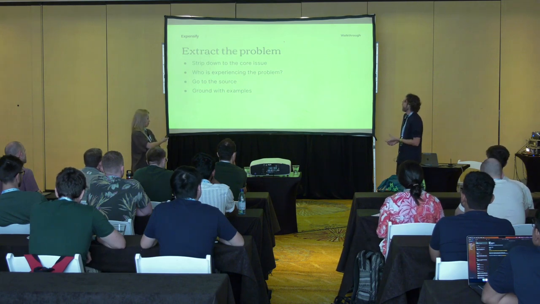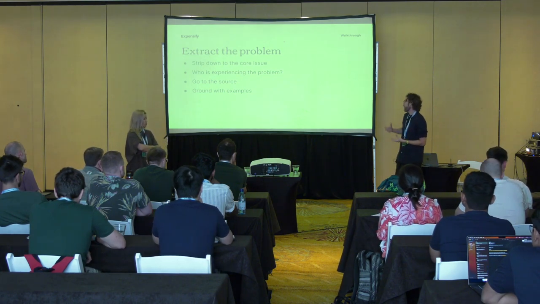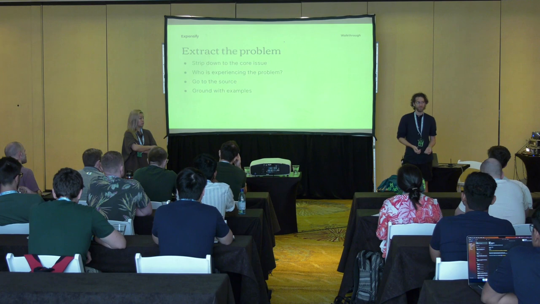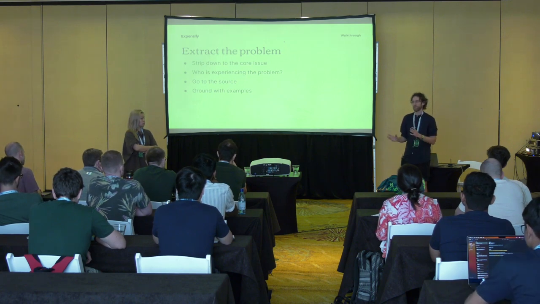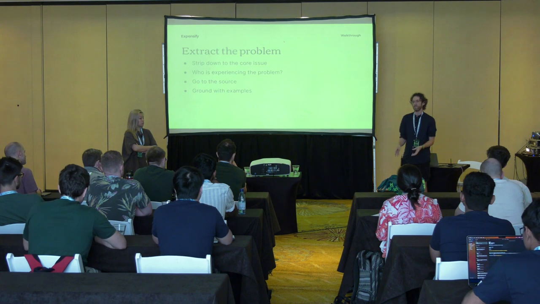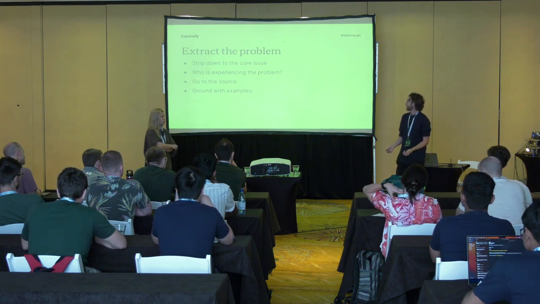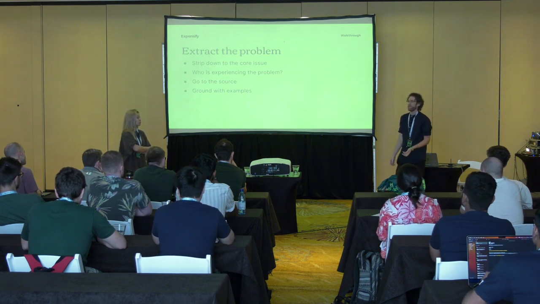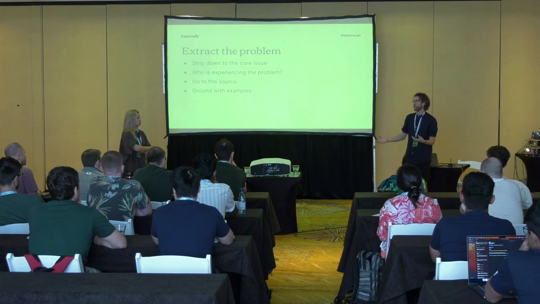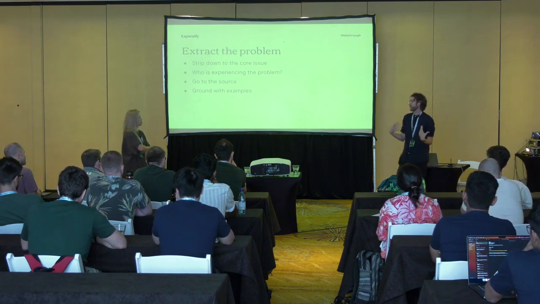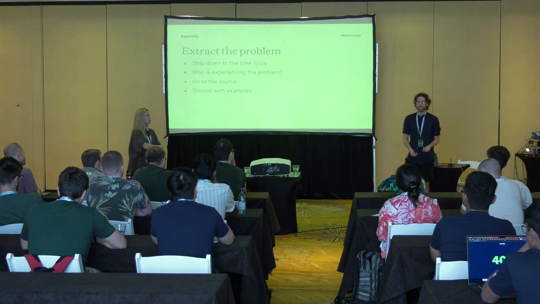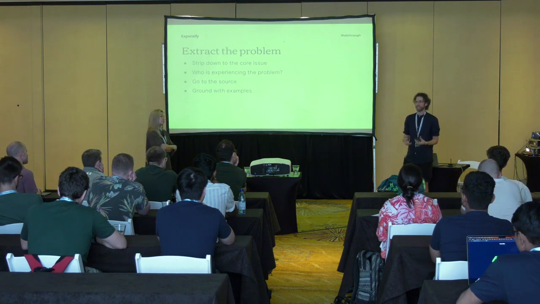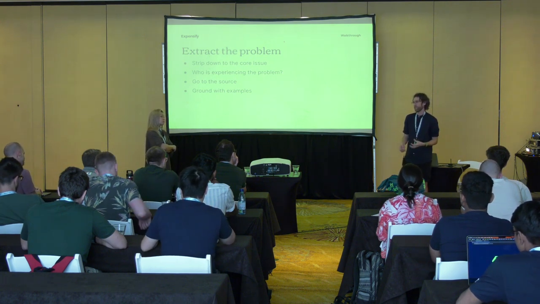Once you have the problem, you should try to extract it and get to the core of it. Some methods for doing this: first, strip it down and put it into the simplest terms possible so that you can explain to other people what the problem is, because you need them to collaborate with you and get everyone on the same page. To strip it down to the core issue, one way we do this is to think about who is experiencing the problem. It might be a customer or someone internal. Think about what's happening when they're using the product, and how it's affecting them in their day-to-day. Get as detailed as you can about what the problem really is.